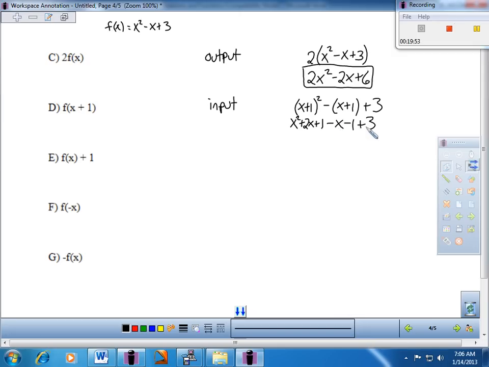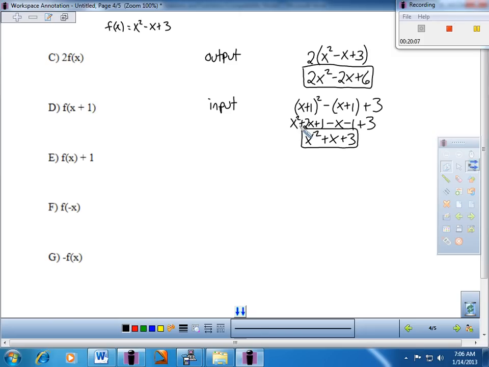So I got something along those lines right there, which means I have an x squared. It looks like I have a plus x. 1 minus 1 is 0. Add the 3, and I get that piece right there. So hopefully you're able to get that as well, but that's what I get as an overall answer.